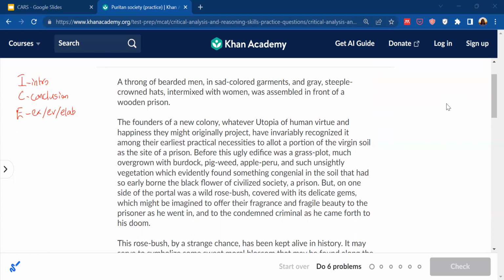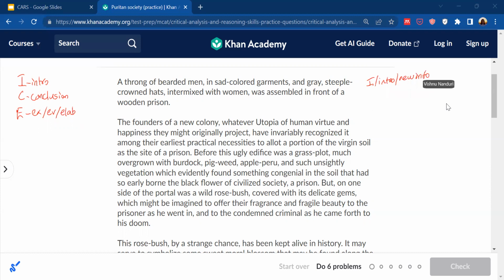So a throng of bearded men in sad-colored garments and gray steeple-crowned hats intermixed with women was assembled in front of a wooden prison. So this looks like it's just setting the scene for us. It's giving us a visual of who's being involved and where these people are. So it's just an intro. So I would put maybe I'd put intro. You could even say new info.